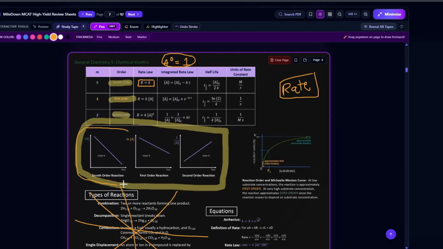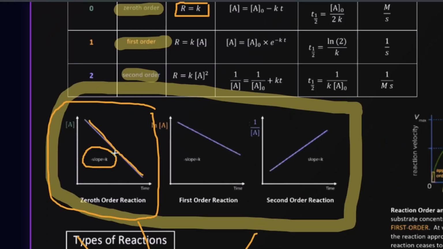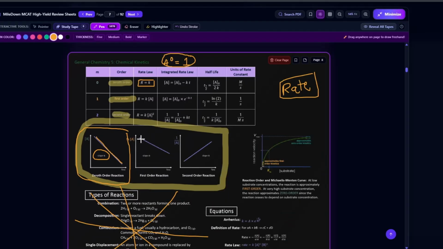Then the graph will look like this. If you ever see a diagram, you have to be able to know what a zeroth order slope looks like. It even tells you here's the slope. Then you have to know what a first order reaction looks like, and what a second order reaction looks like. These are the trends of what they look like graphically, so you have to understand that they look like this.